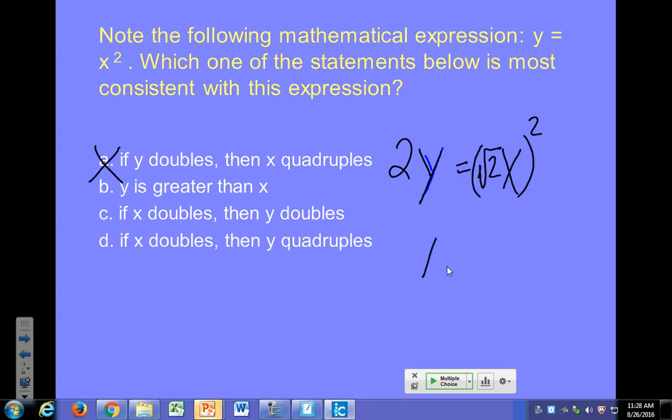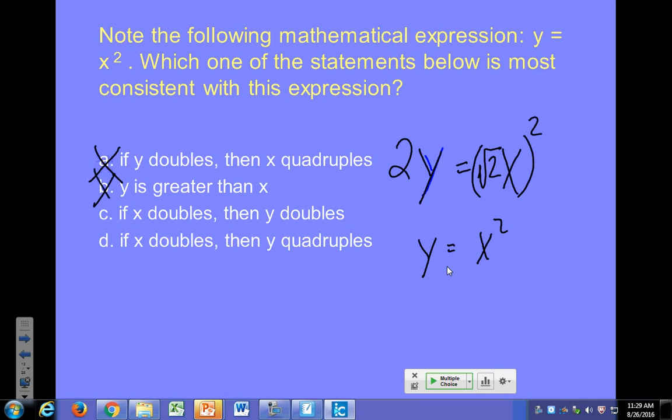B, y is greater than x. Y is equal to x squared. Let's test this with some numbers. If x is 2, y is 4. That's greater. If x is 5, what is y? 25. Well, that's greater. What if x is 1? What is y? Well, that's equal. But what if x is a half? What is y? A quarter. Is a half bigger or smaller than a quarter? It's bigger. So if x is less than 1, then y is less than x. So B is not correct.